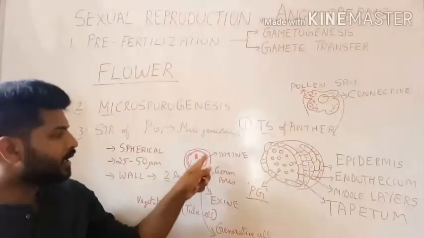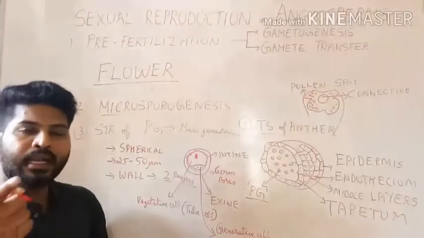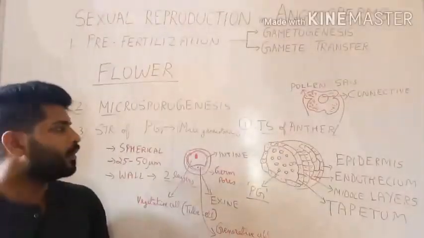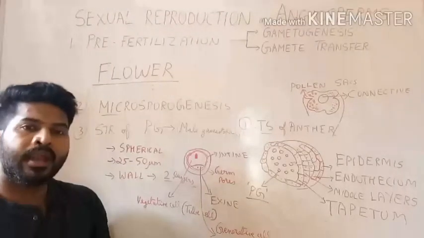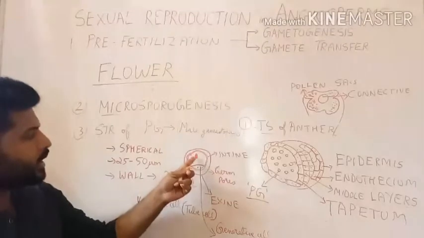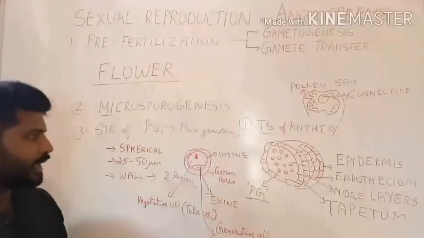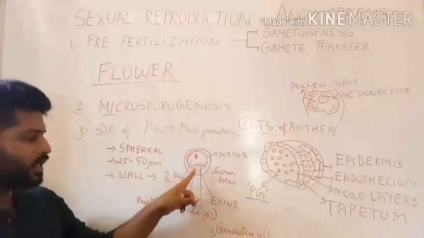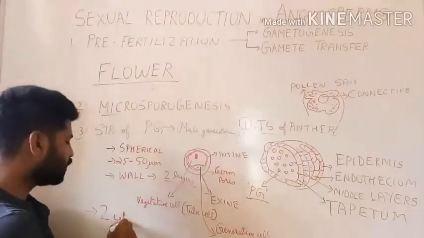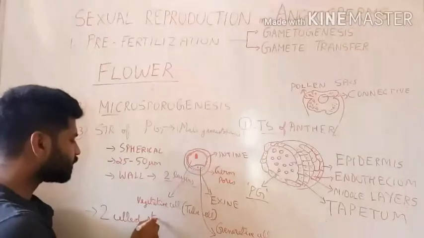The inner layer, intine, is a continuous layer. It is made up of pectin and cellulose. This intine layer inside has the cytoplasm, which contains a bigger vegetative cell and a smaller generative cell. So this is what is called the two-celled stage.